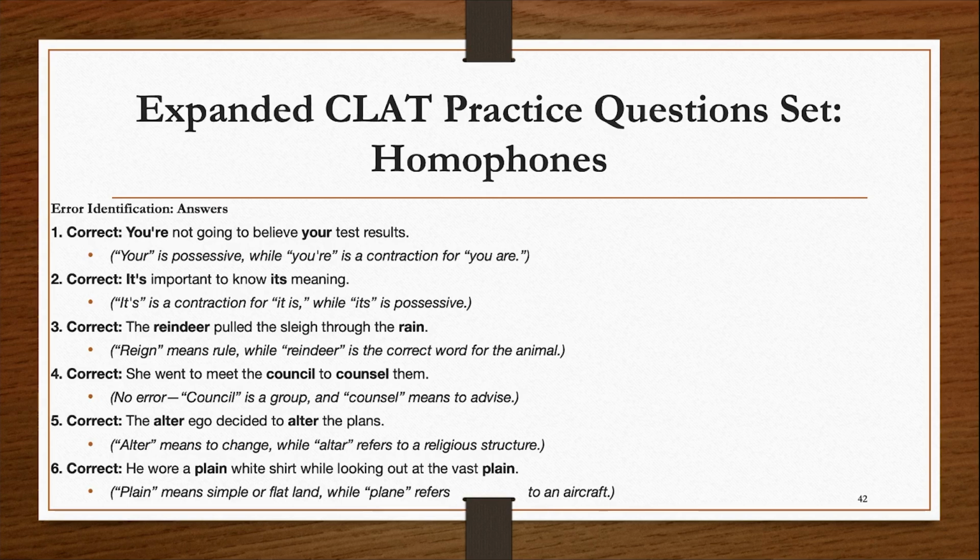The next one: the alter ego decided to alter the plans. ALTER means to change, while ALTAR is a religious structure, where we see the fire. He wore a plain white shirt while looking out at the vast plain. So PLAIN basically means simple or flat, whereas PLANE refers to an aircraft.